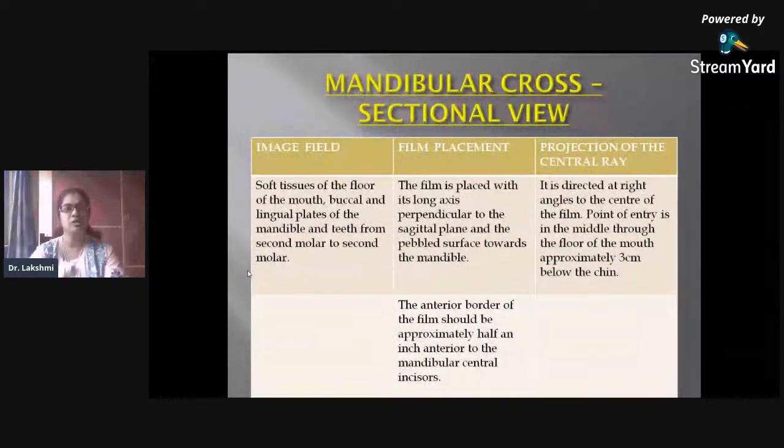So, mandibular cross-sectional view. The image field will be the soft tissues of the floor of the mouth, buccal and lingual plates of the mandible, and teeth from second molar to second molar. Film placement: the film is placed with its long axis perpendicular to the sagittal plane and the pebbled surface towards the mandible. The anterior border of the film should be approximately 1/2 inch anterior to the mandibular central incisors. So projection of the central ray: it is directed at right angles to the center of the film. The point of entry is in the middle through the floor of the mouth, approximately 3 centimeters below the chin.